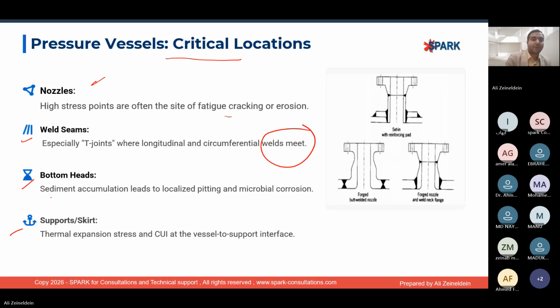Bottom head also, sometimes some hard deposits or sediment accumulation lead to localized pitting and microbiological corrosion, and corrosion under insulation became an approach. Supports or skirts: thermal expansion stresses, and also corrosion under insulation at the vessel-to-support interface.